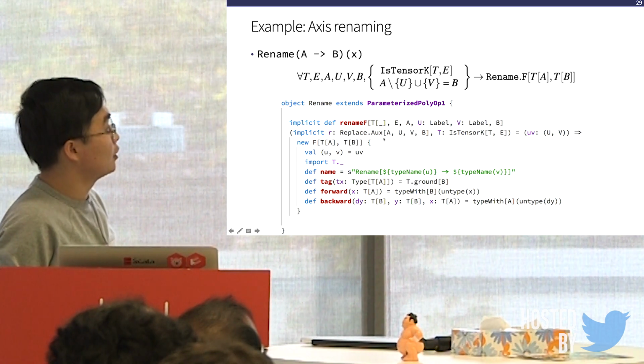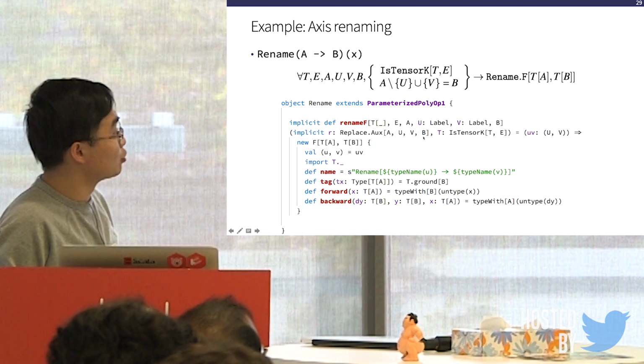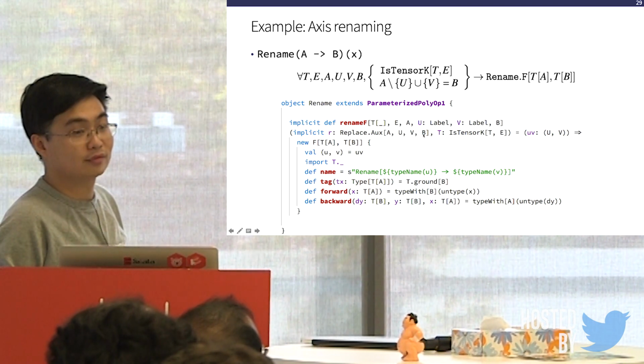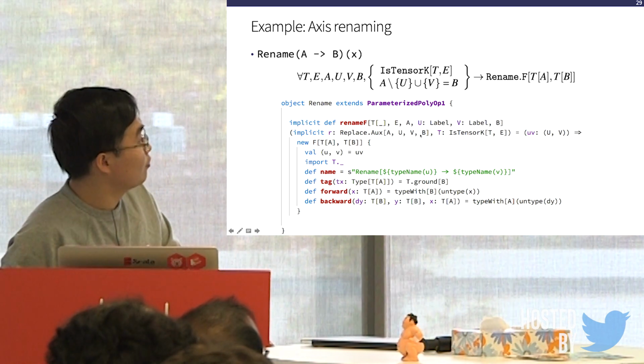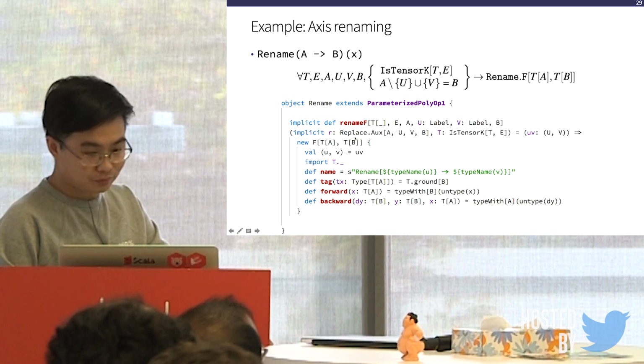So we implement a Replace.Aux. This is something that proves that if I remove U from A and then add V, I get B. This is something you can write in a shapeless style. This is a type level constraint.